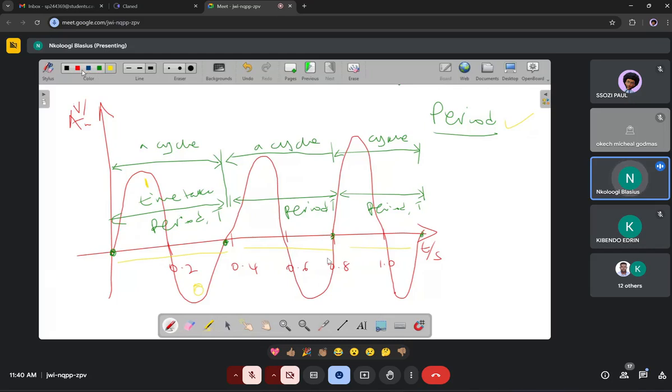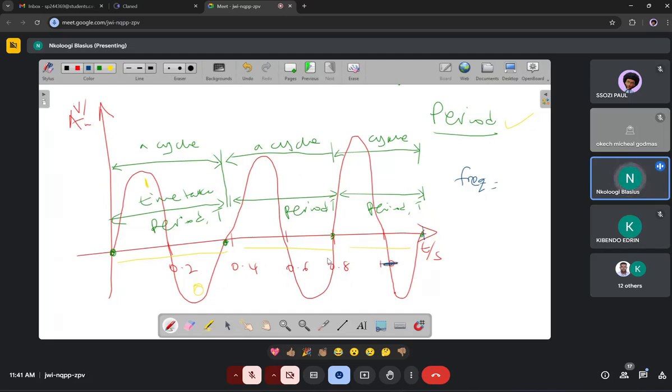Now, when we move to frequency, frequency will be the number of cycles that are able to be completed within a given time. Call it a unit time of maybe 1 second.